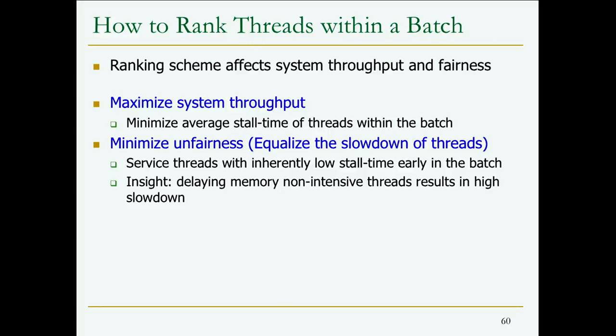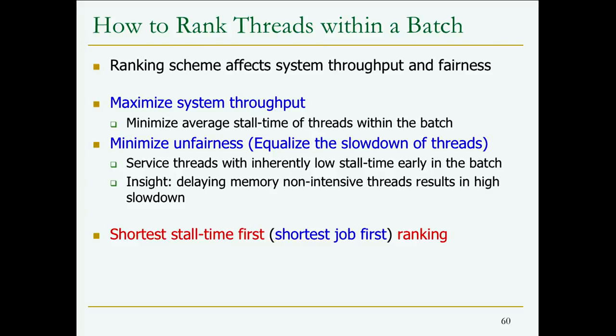For example, if a thread has 1 request, if a thread's stall time to begin with is 1, and another thread's stall time to begin with is 10, if you delay both of them by 1 time unit, this one slows down by 100% actually, and this one slows down by 10%. Right? So if you want to be fair, you really want to prioritize the threads that have inherently low stall time, or threads that are actually not memory intensive, if you will.